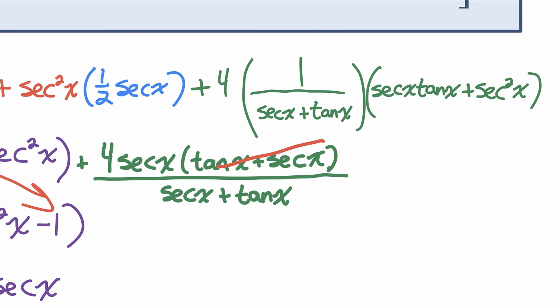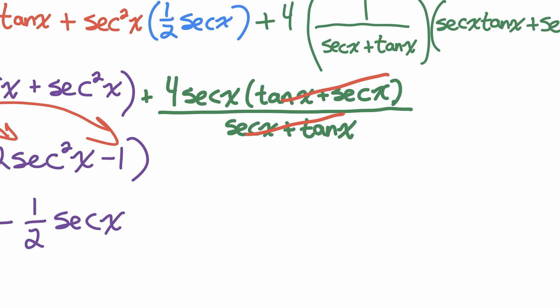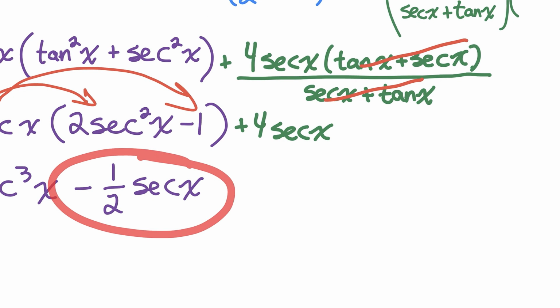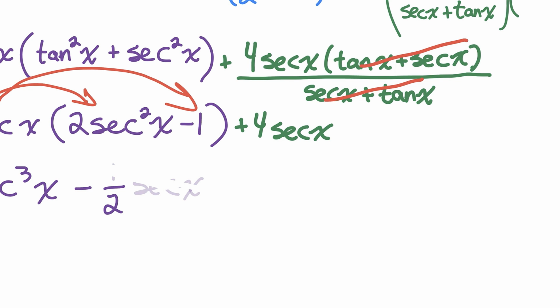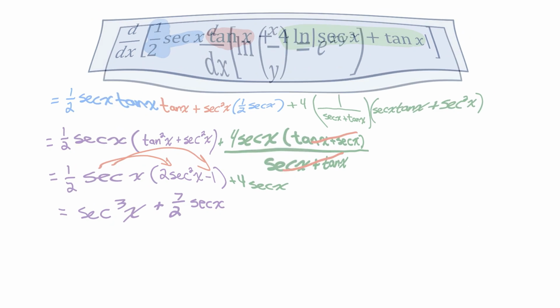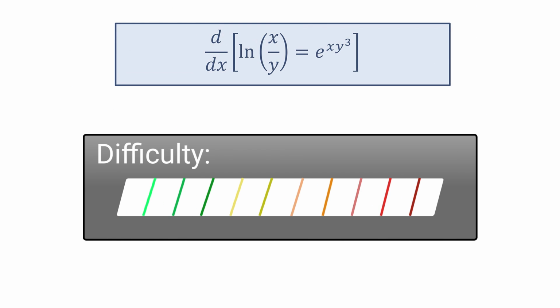So that factor of tan x plus secant x can cancel with that factor in the denominator. So I'm left with just plus 4 secant x. And that 4 secant x can be collected with that negative a half secant x to give me 3.5 secant x. So I'll write that as plus 7 over 2 secant x. And there we have it. There is that whole derivative. Derivative number 10.